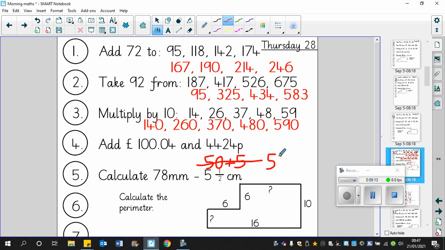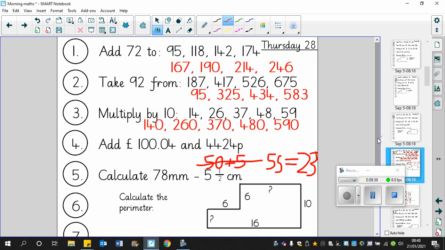So we've got to take away 55. All right, 78 take away 55. Well, let's do the tens first, shall we? Okay, 70 take away 50 is 20, and 8 take away 5 is 3. So the answer is 23. Can you see that? Yes, you can. There we go. So 23.